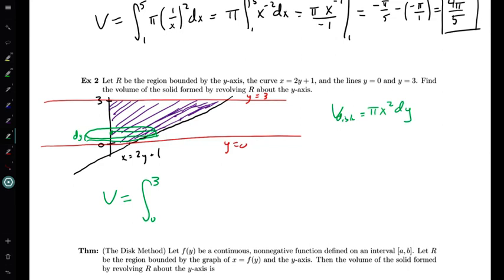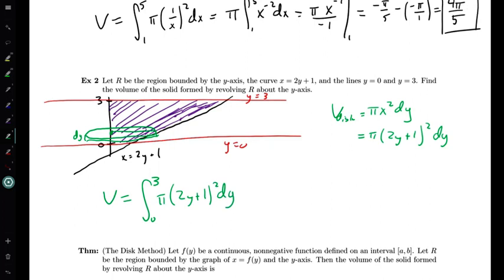Now, fortunately, the x value at every point that we're interested in here, which is the right end of this solid, is going to be given by this formula, x equals 2y plus 1. The right end point is always that line, so we can think about that x value as simply being twice the y value plus 1. This is the volume of one of my little disks, and so this is the function that I want to integrate here, pi times 2y plus 1 squared.